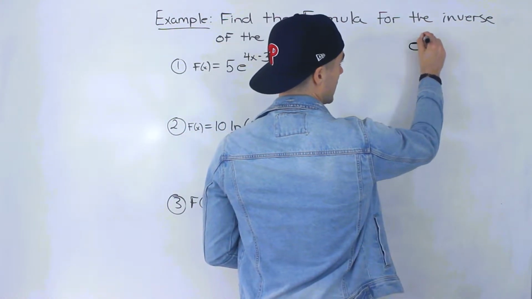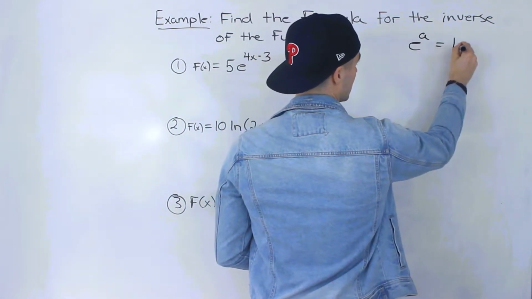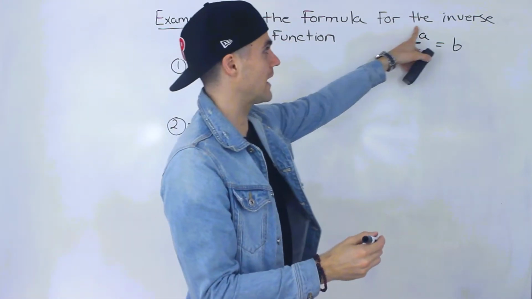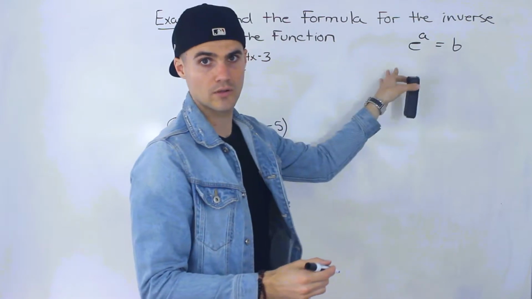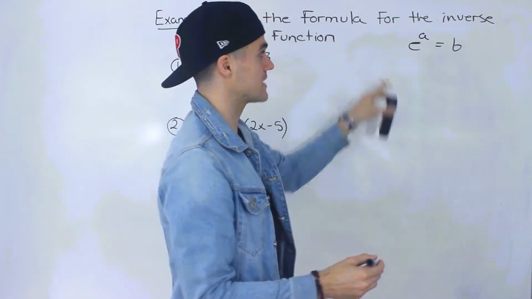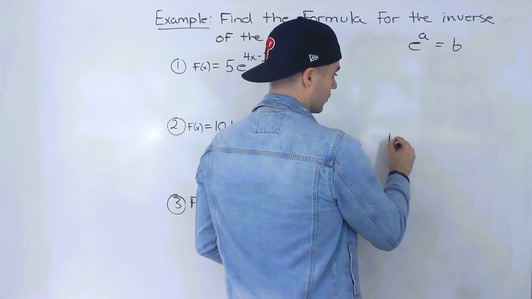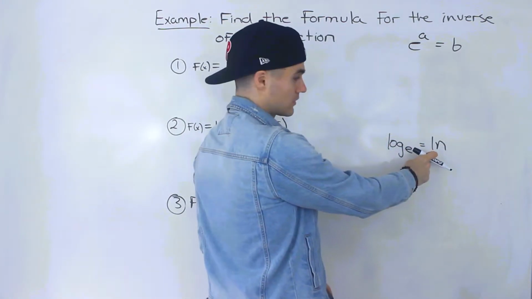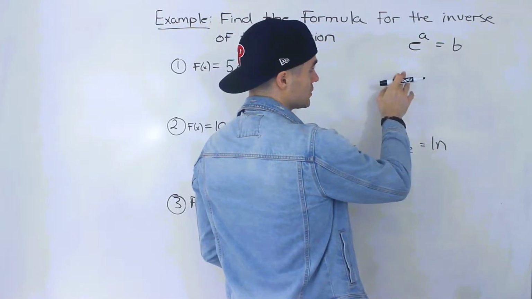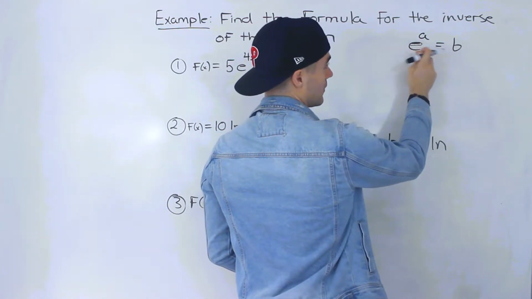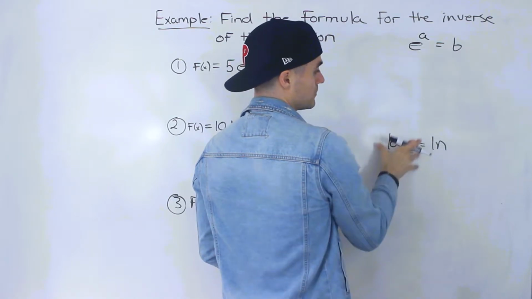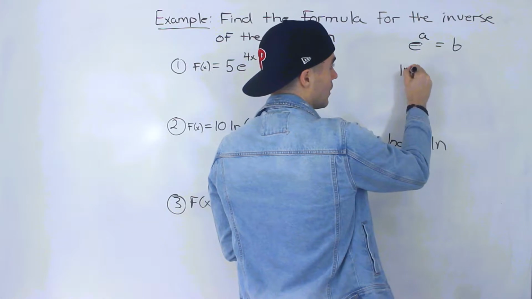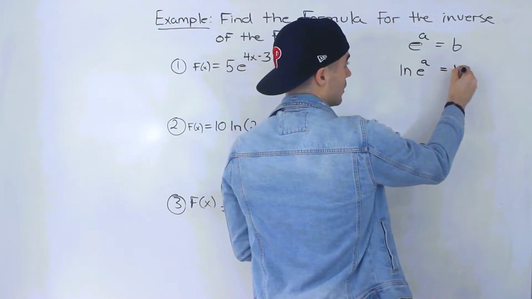So whenever you got e to the a is equal to b, and you want to isolate for this a value, if you want to isolate an exponent, what you got to do is take the logarithm of each side, so you could bring that exponent down. Now, in general, log base e is equal to ln on your calculator, this button here. So we have to take the logarithm of both sides with this base, or the ln of both sides. So ln e to the a equals ln b.